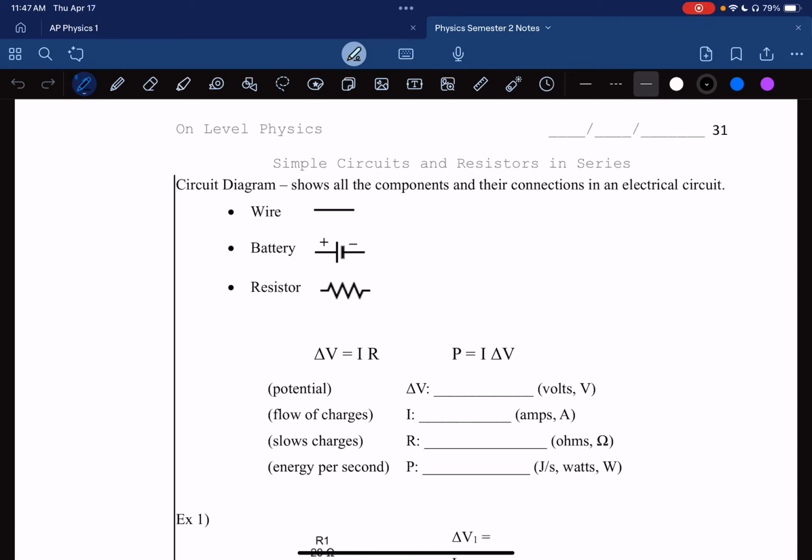In the last class, we did a circuit lab where we lit up a light bulb. Today, we're going to talk about simple circuits and circuits where the resistors are in series.